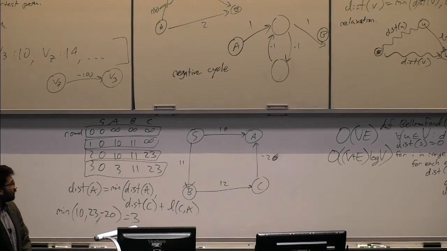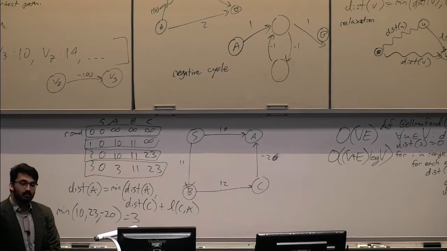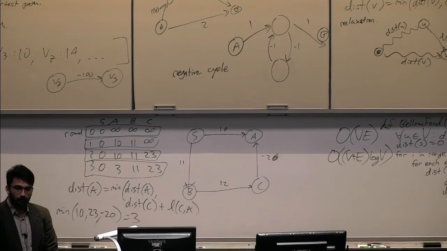Well, C is not infinity, but we begin with dist C equaling infinity because we haven't computed it yet, and we begin the algorithm by setting each vertex that's not the start to have dist v equal infinity. Eventually, we'll update it.